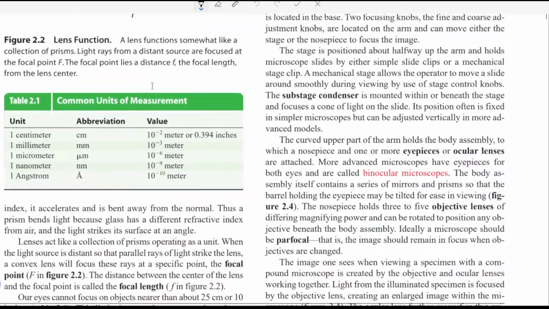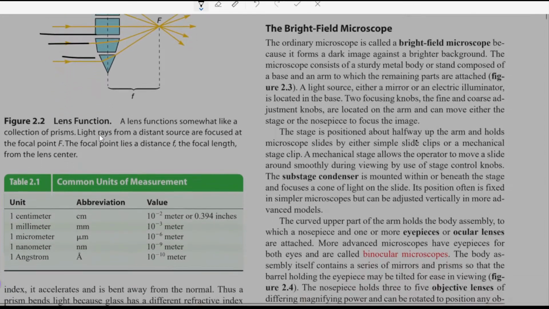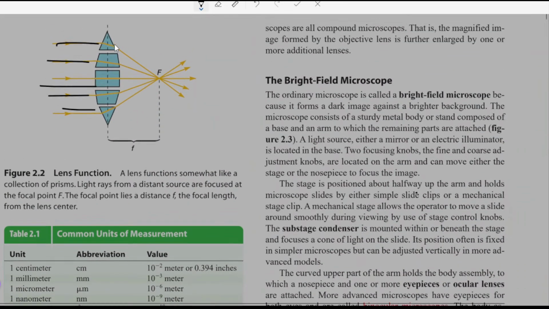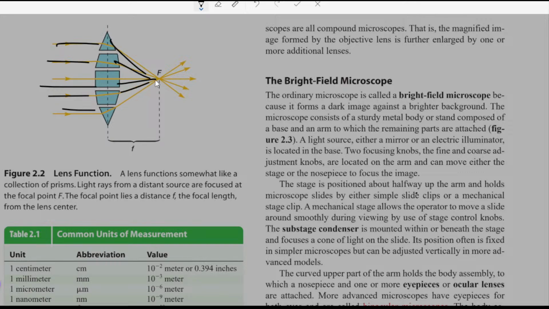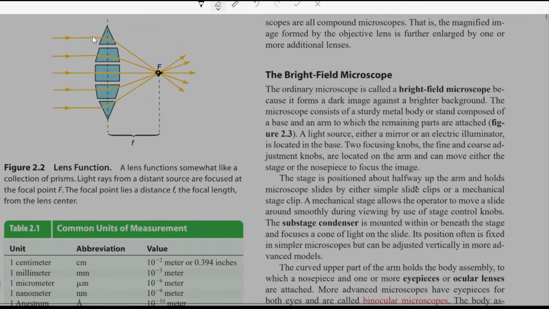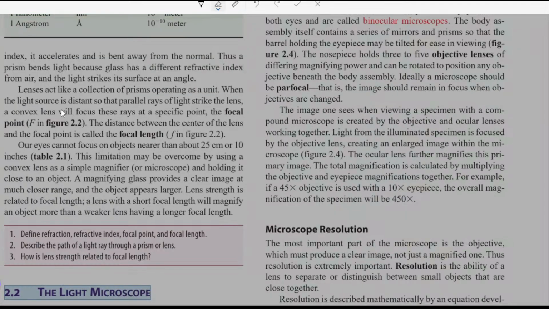Here I think we don't need to draw it. Here it is. These are the parallel rays, right? So when it strikes the lens, I think they use the convex lens in the microscope, right? They are saying they bend all this light into one point, and that is your focal point. This point is your focal point. So a convex lens will focus these rays at a specific point, the focal point.